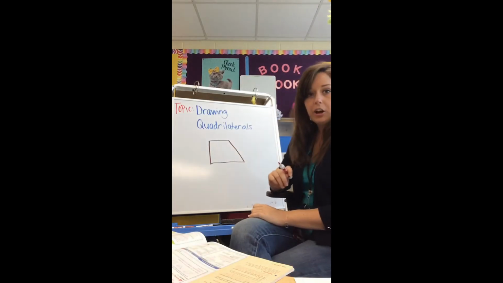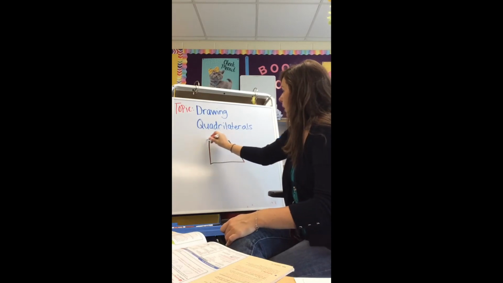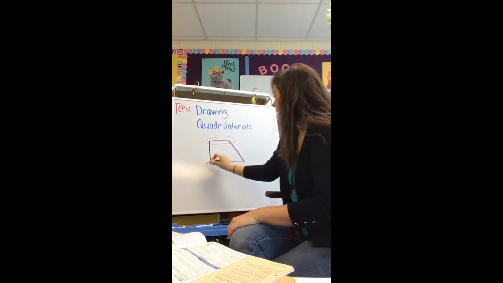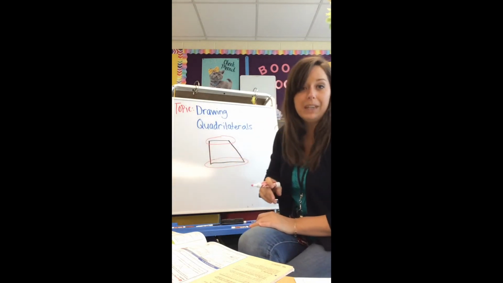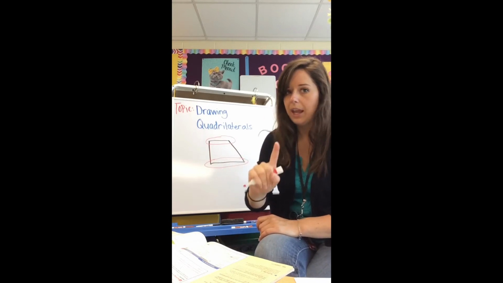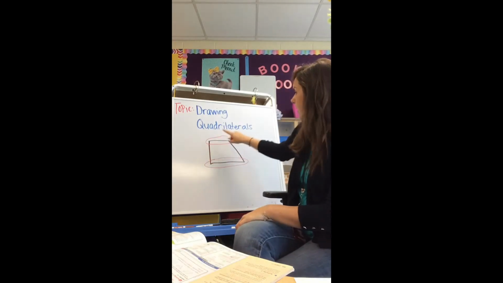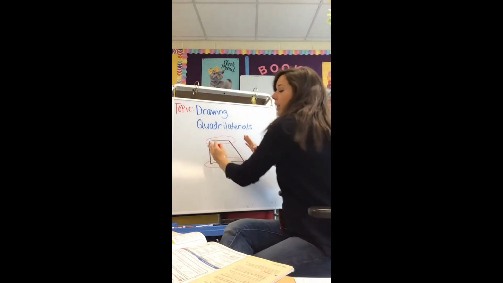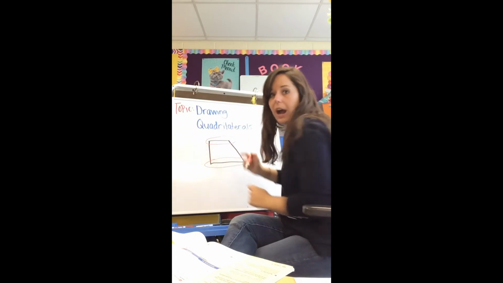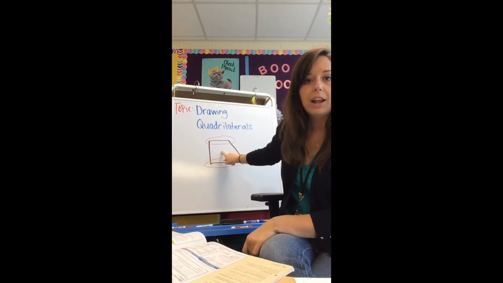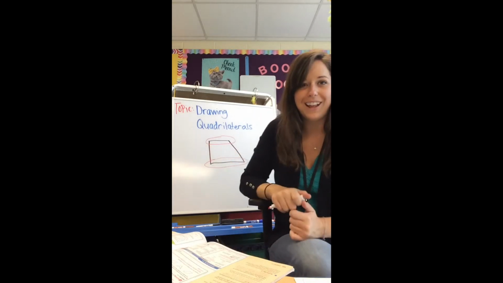Here is the pair of parallel lines. This one is the opposite of this one, and they will never meet. They will keep going across. So that is the one pair of parallel lines. This is not parallel to this because eventually they will meet and they will cross. So pause the video, draw this quadrilateral, and tell me what the name of it is. It has one pair of parallel lines.